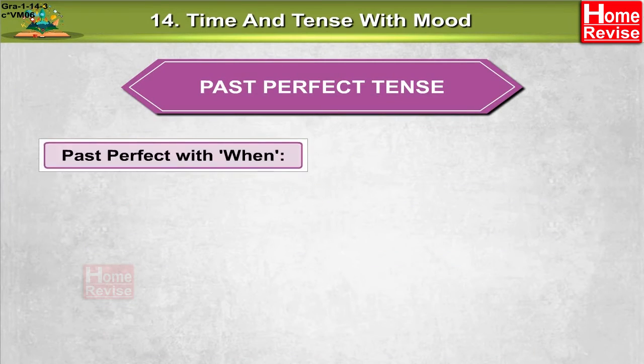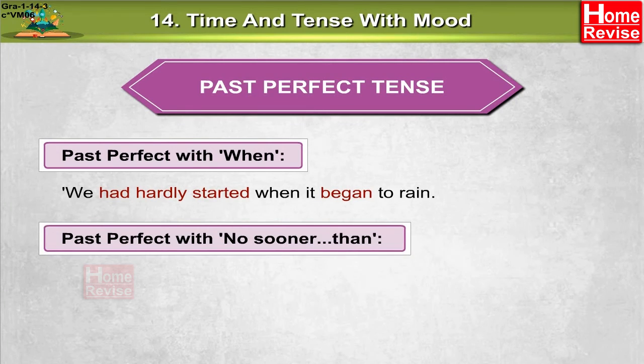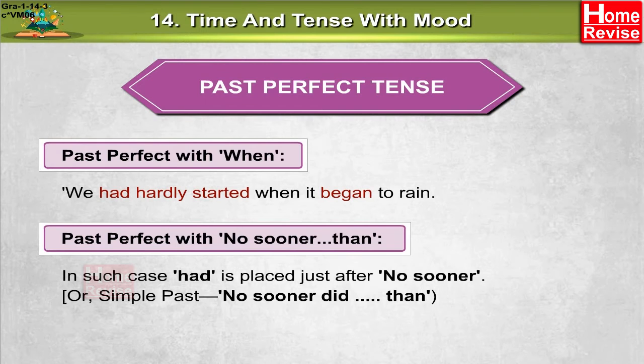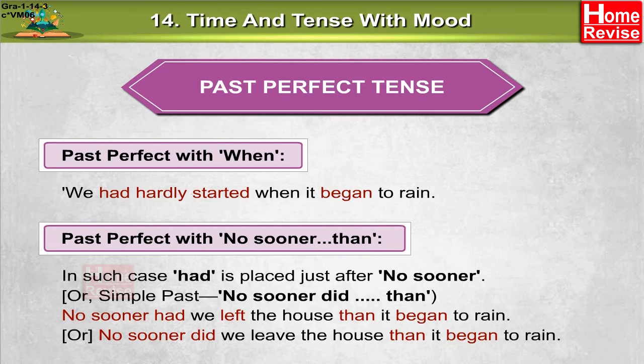Past perfect with when. We had hardly started when it began to rain. Past perfect with no sooner than. In such case, had is placed just after no sooner, or simple past, no sooner did than. No sooner had we left the house than it began to rain, or no sooner did we leave the house than it began to rain.